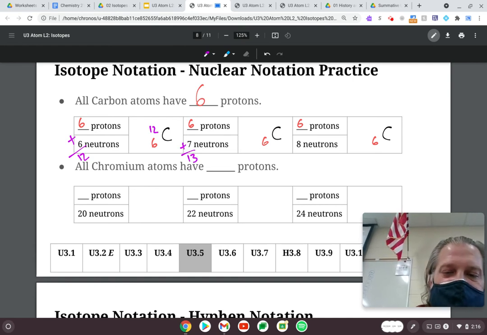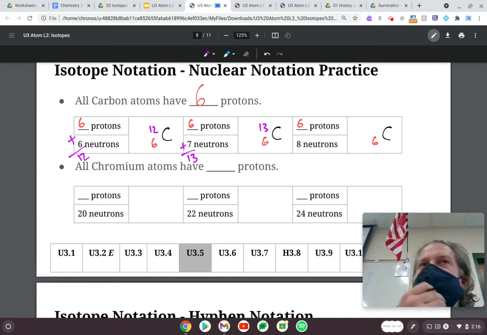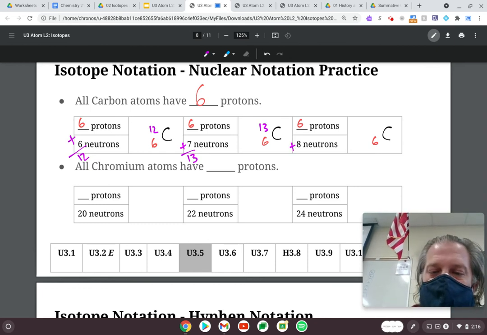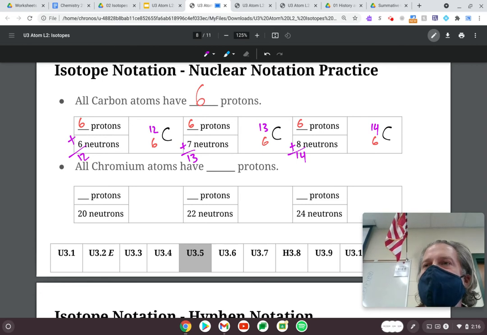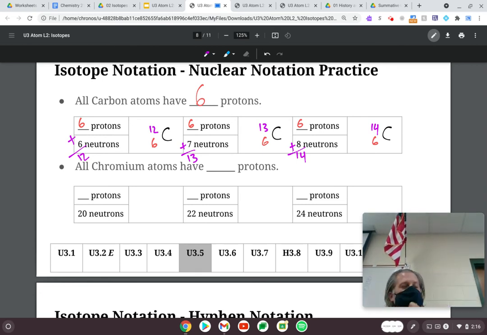6 plus 7 is 13, so that's going to go on top. 6 plus 8 is 14, that's going to go on top. So that's how we do that. So practice the next one.